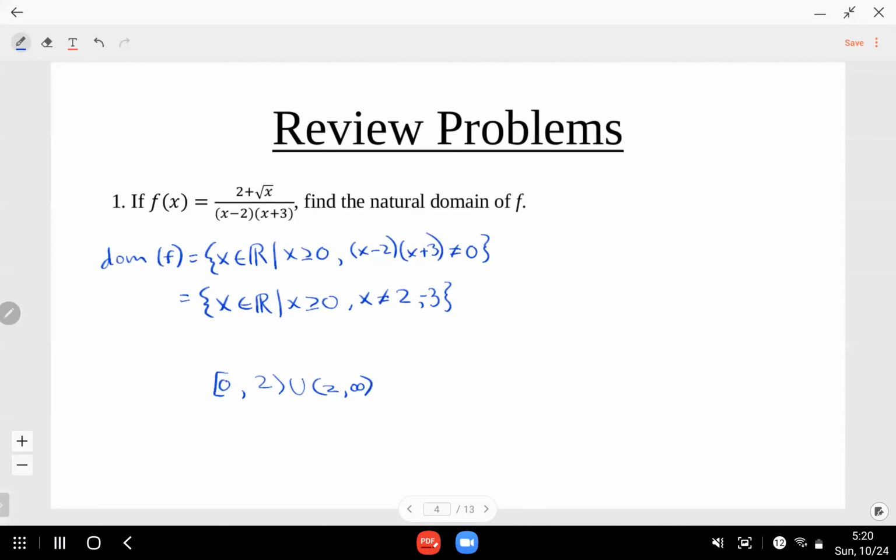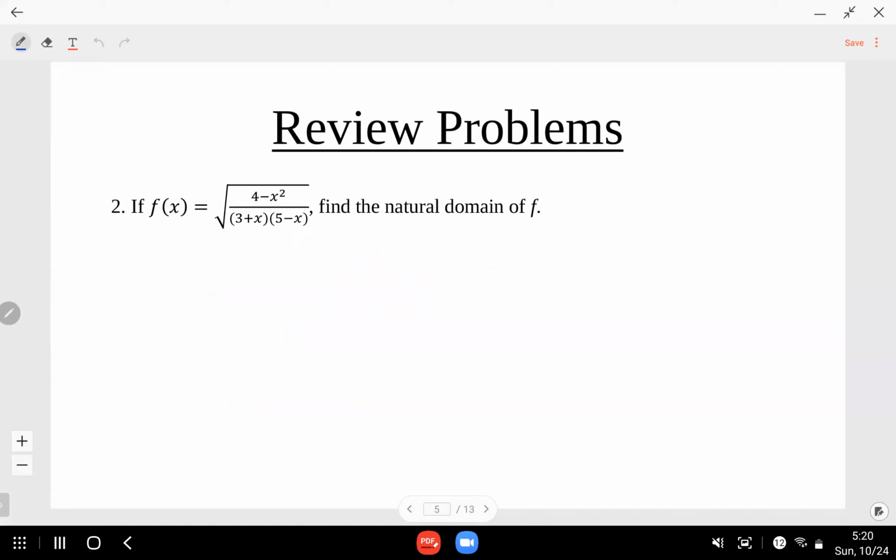So now let's continue. Let's find another one. Okay, and this you need to use the sign chart. All right. Okay, so how would you find the natural domain of f? Now we're running kind of out of time. We're running late, so let me just solve this for you.